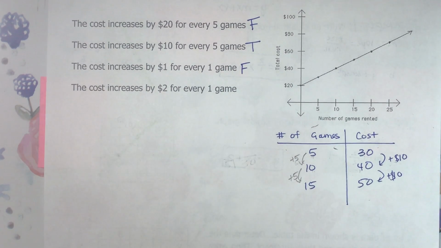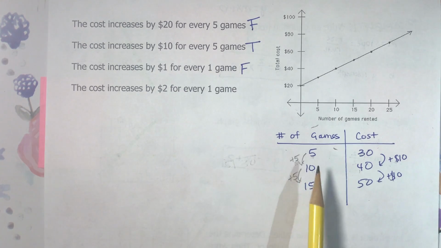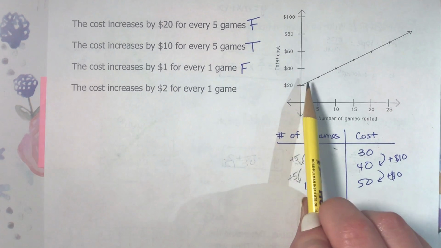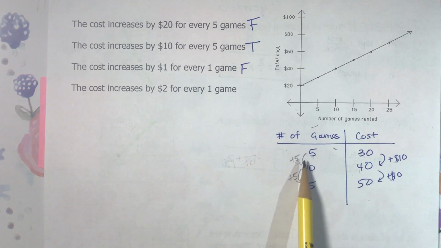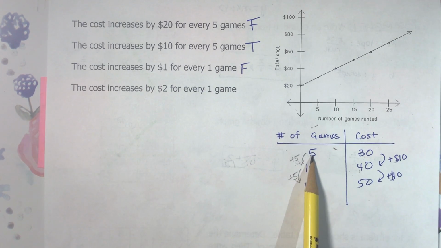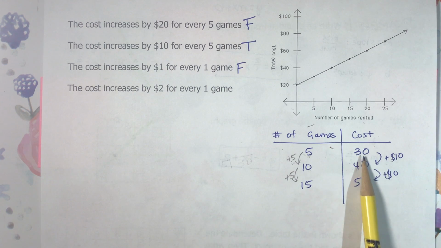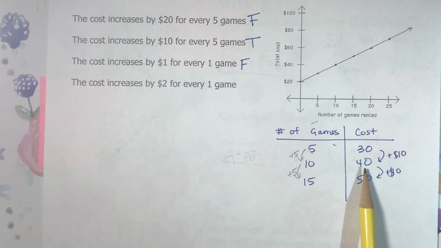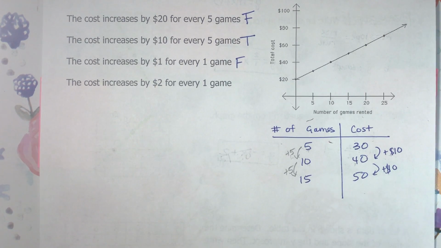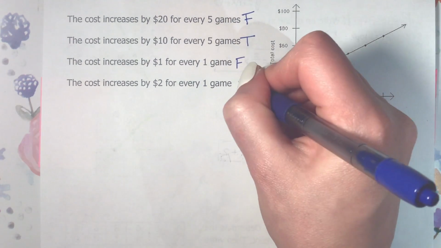because if we go up little by little by little, if we were to only increase $1 per game, then I would only be up to $35 over here. But I'm actually up to 40. That's double that. So it's going to be $2 per game. So this one is going to be true.